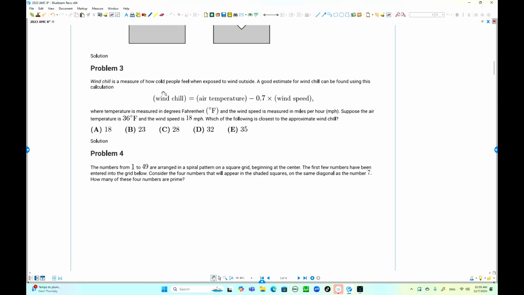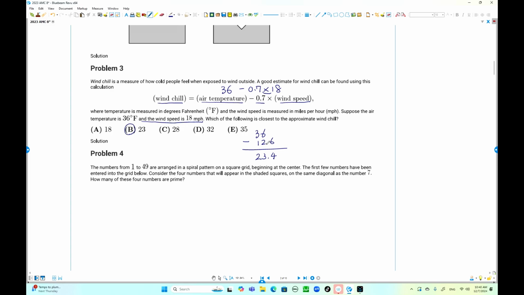Okay, this is wind shear. That's the formula, right? The air temperature minus 0.7 times wind speed. Wind speed is given over here. Air temperature is 36. That is 36 minus 0.7 times wind speed, which is 18. It's very simple, right? When you multiply this one, you get approximately 12.6. Or 36 minus 12 is how much? This is a 4, this is a 3, this is 2, right? 23.4. So choice B is this, okay?